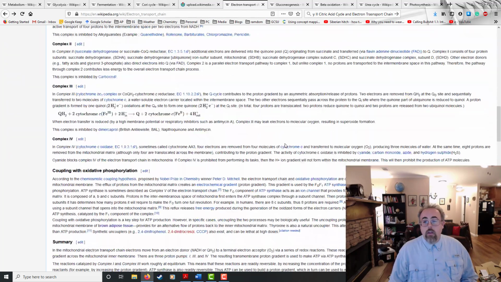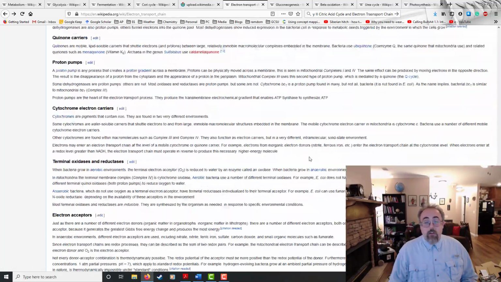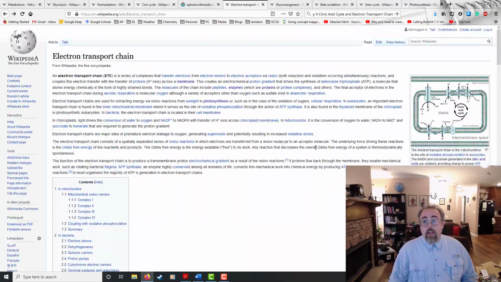Okay, and yeah, that's the best pictures we got. Long article.